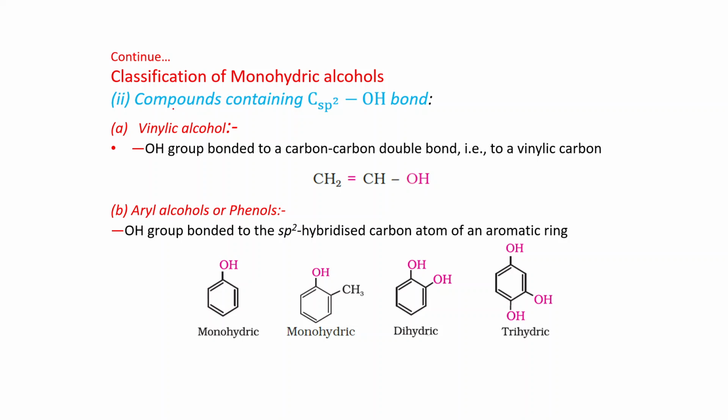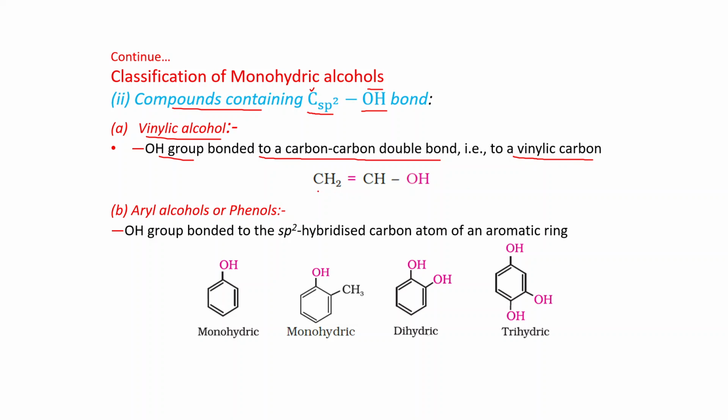Now the next one is compounds containing an sp2 carbon-OH bond. It means OH is bonded to an sp2 hybrid carbon atom. And again, two subcategories are there. Vinylic alcohol: OH group bonded to a carbon-carbon double bond, that is, to a vinylic carbon.